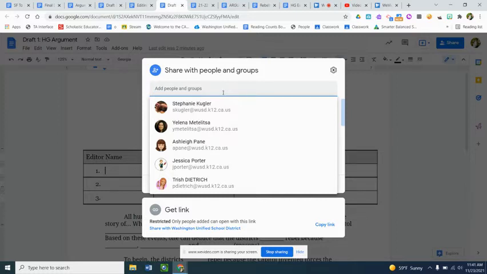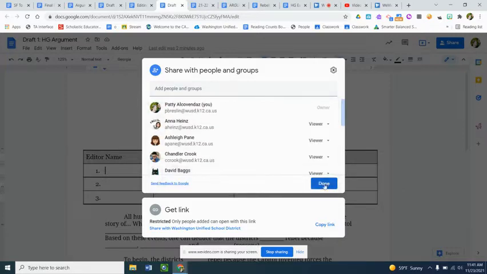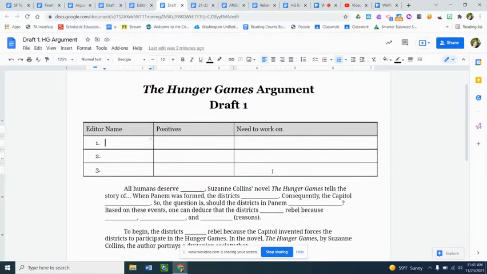With three people in class. Okay, so you type in their WUSD emails in here, and then you are going to share. That's going to say share, and then you're going to do that. So they have access to it.